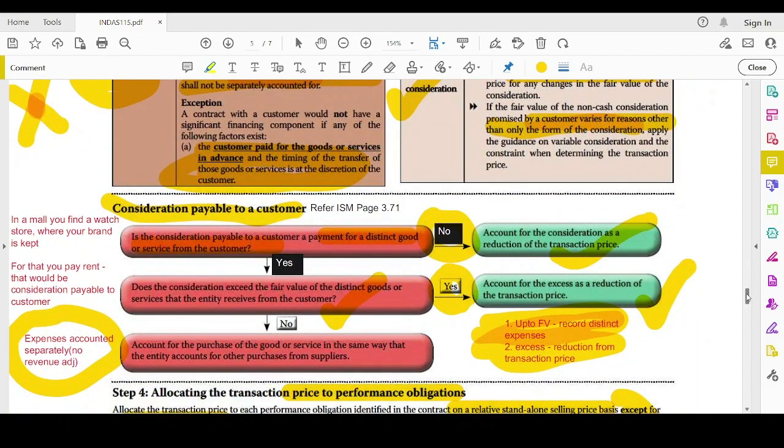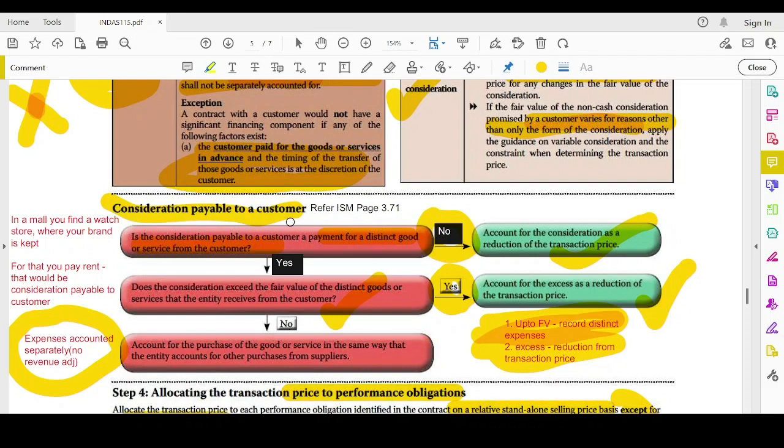Is this consideration payable to the customer for distinct goods or services? Distinct goods or services. What is the case here? In a mall, you find a particular watch store. There will be separate racks for Apple watches, Samsung watches, or smart watches. For that Apple watch rack, the Apple company has to pay rent to the customer. So consideration is payable for distinct goods or services.